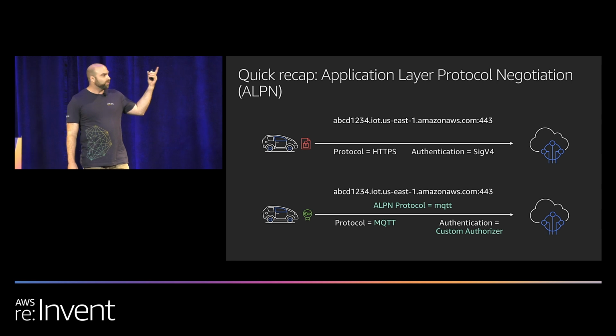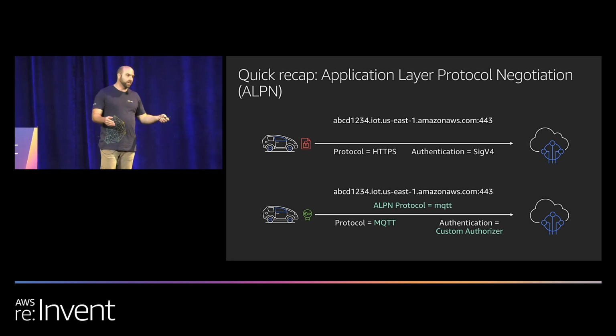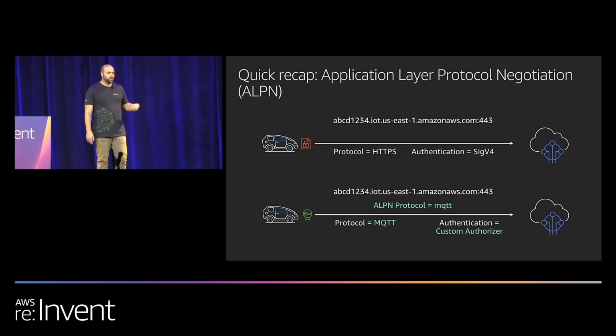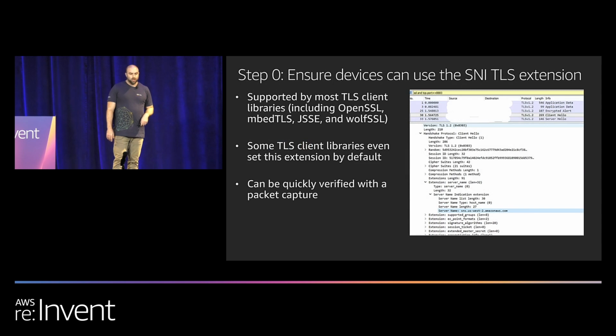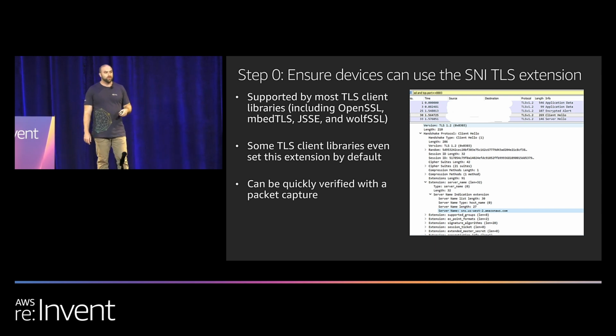So you can see in this example, in the first example, the device says I'll be using HTTPS, so we know to queue up the SIGV4 authentication path. Or alternatively, a device could say I'm going to be using MQTT, and as a result, we'll delegate to your custom authorizer for use in parsing the MQTT username and password to authenticate. So you want to ensure that your devices are capable of using both of these TLS extensions. And I'd like to point out that if your devices are using our V2 device SDKs, those SDKs have support for these two extensions built in by default.